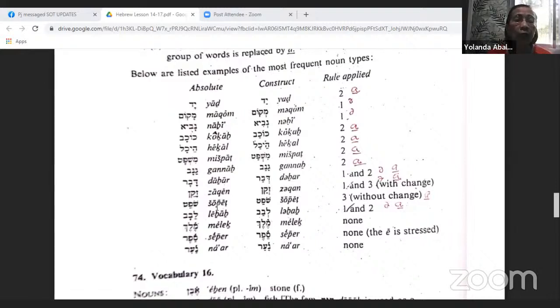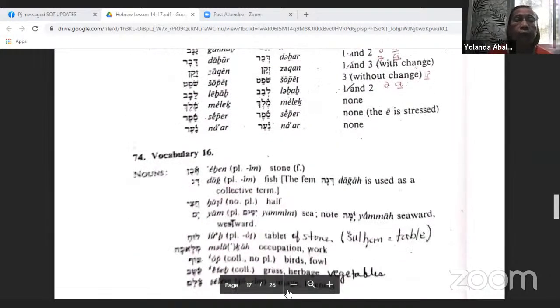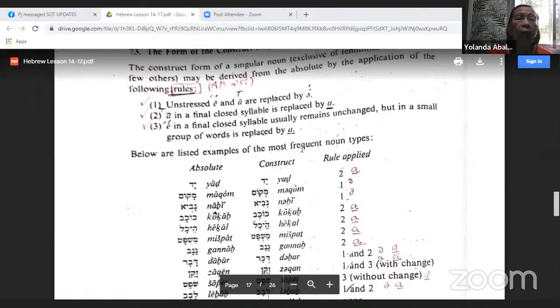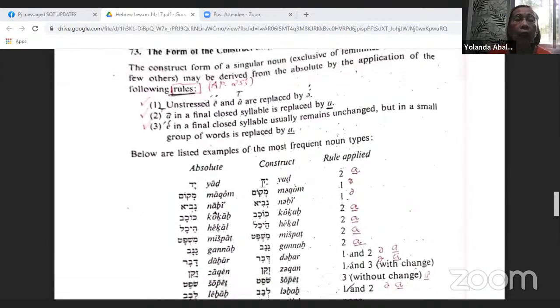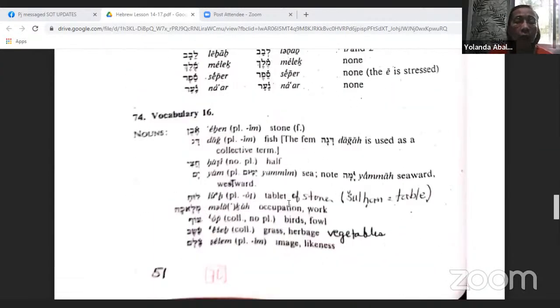Shufet, judge. Shufet, judge of. Libab, heart. Lebab, heart of. Melek, king. Melek, king of. Sefer, book. Sefer, book of. Naar, young man. Naar, young man of. See? Applying the construct state. Okay.